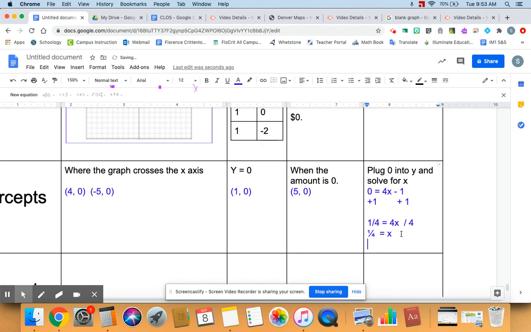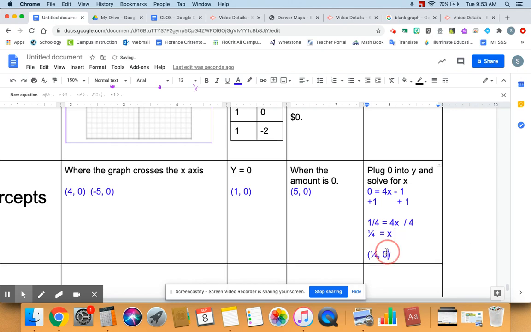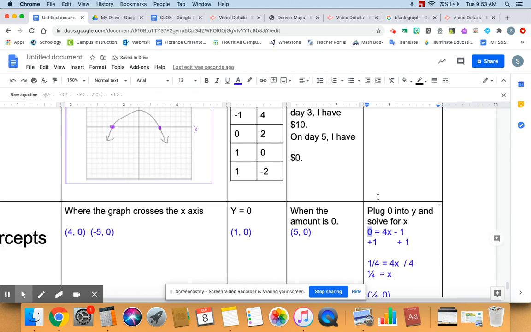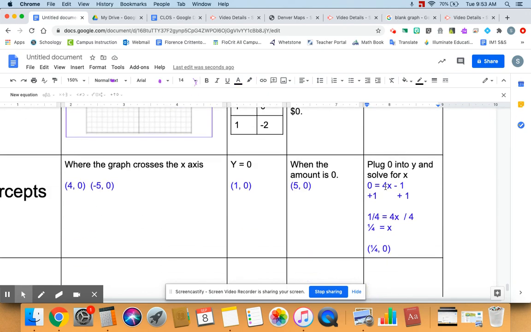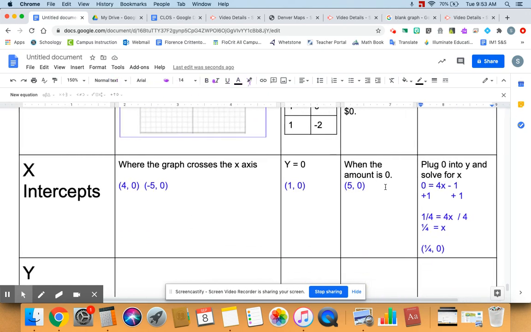And so finally, my x-intercept is that when x is 1/4, y is 0. And I know this y is 0 because I put 0 into y in that equation. All right, so that's x-intercepts.